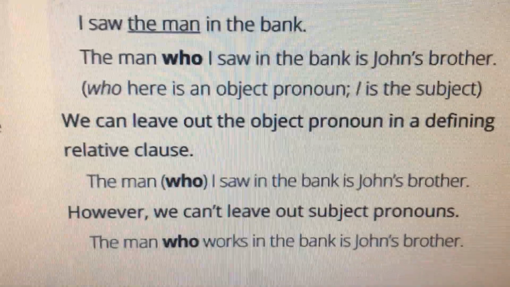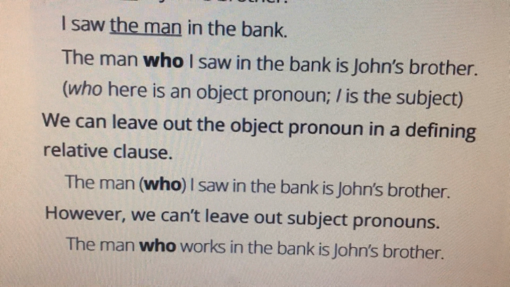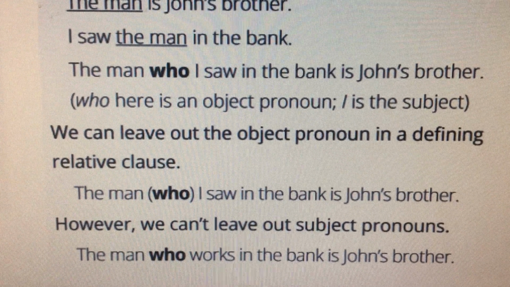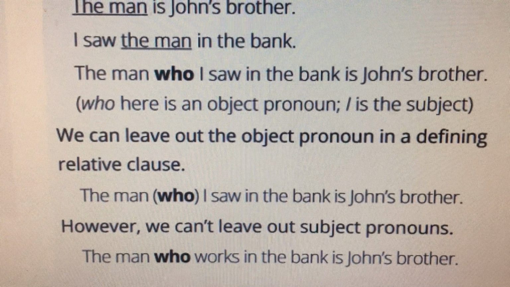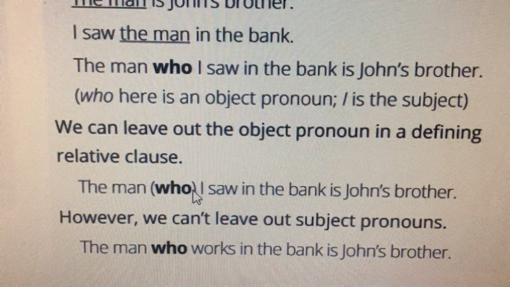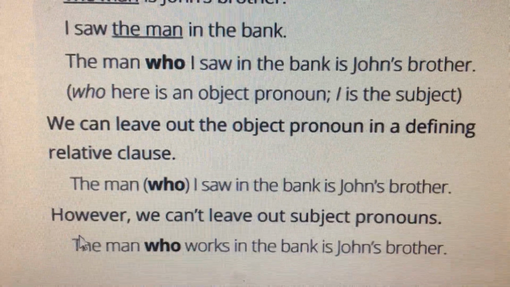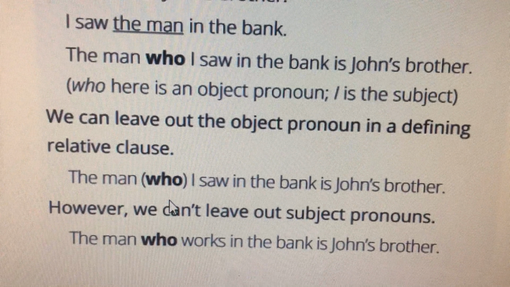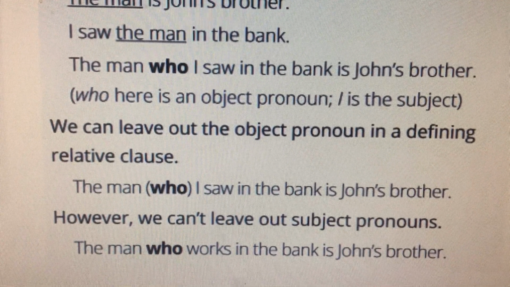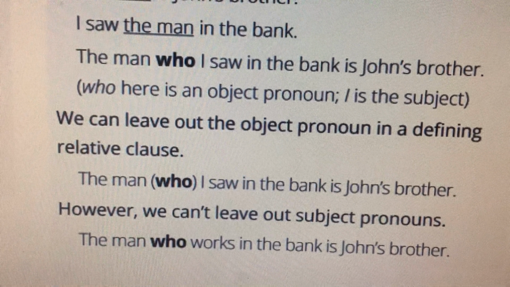And you can leave out the object pronoun in a defining relative clause. The man who I saw in the bank is John's brother. Or, the man I saw. We don't need to use who. Okay? However, we can't leave out subject pronouns. The man who works in the bank is John's brother. We can't leave out who there. You have to say who.